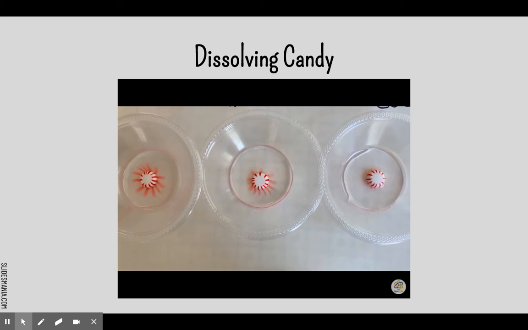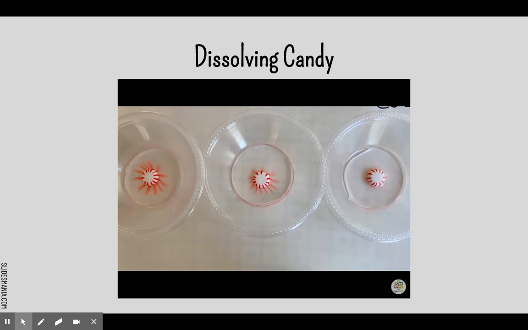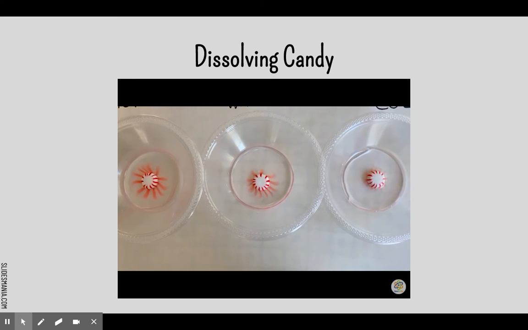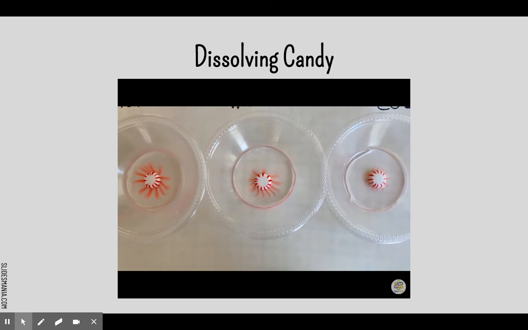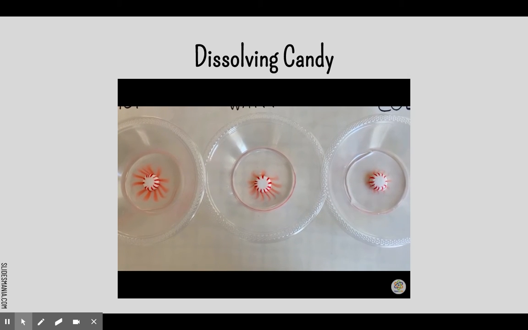So the dish all the way to the left is hot water. The dish in the middle is warm water. And the dish on the right is cold water.